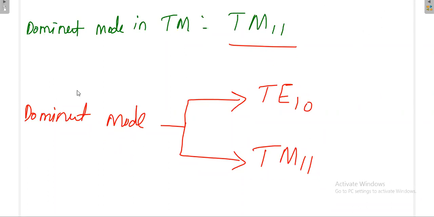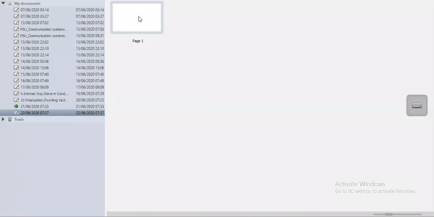Today we'll see the next topic. What is degenerate mode? In case of waveguide, what is degenerate mode? The mode which is having the same cutoff frequency is called a degenerate mode. If two different modes are having the same cutoff frequency, then those modes are called degenerate modes.